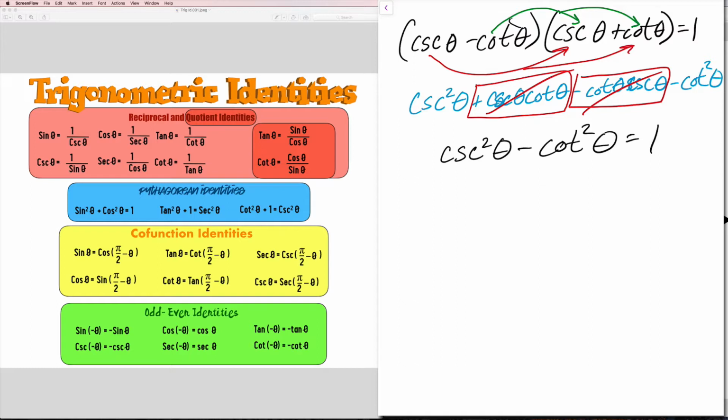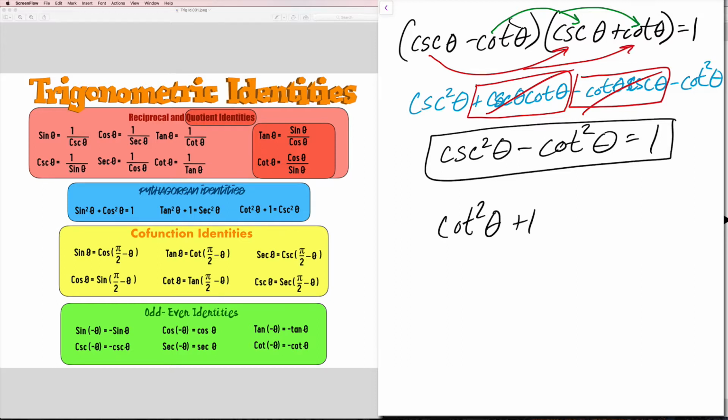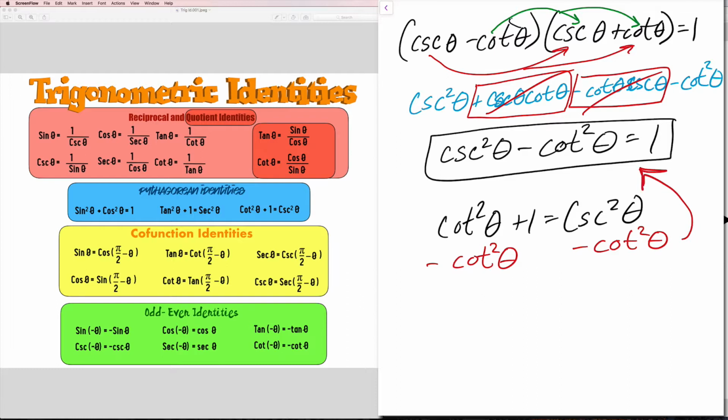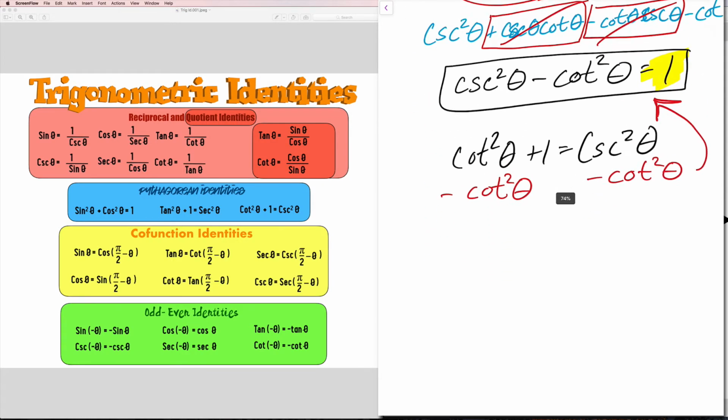This actually resembles my Pythagorean identity of cotangent squared theta plus 1 equals cosecant squared theta. What happened here is the cotangent squared was subtracted from both sides, and that's how we ended up with this. So yes, cosecant squared theta minus cotangent squared theta does in fact equal 1. So we were successful in verifying number 13.